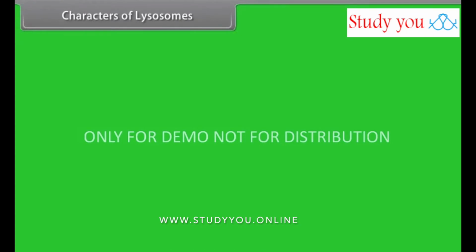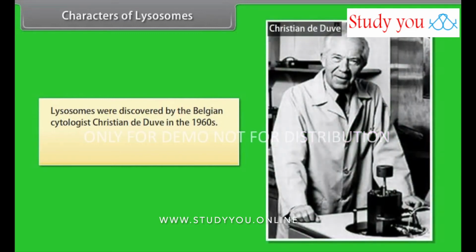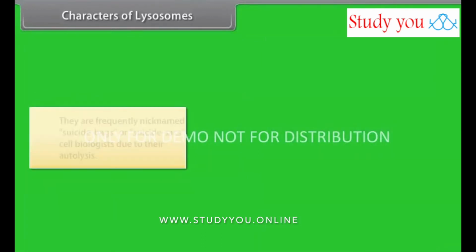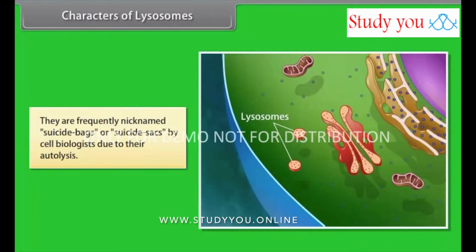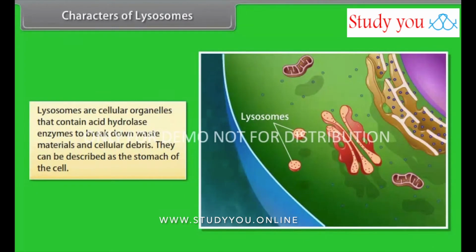Characters of lysosomes. Lysosomes were discovered by the Belgian cytologist Christian de Duve in the 1960s. The name lysosomes derives from the Greek words lysis, to separate, and soma, body. They are frequently nicknamed suicide bags or suicide sacs by cell biologists due to their autolysis. Lysosomes are cellular organelles that contain acid hydrolase enzymes to break down waste materials and cellular debris. They can be described as the stomach of the cell.